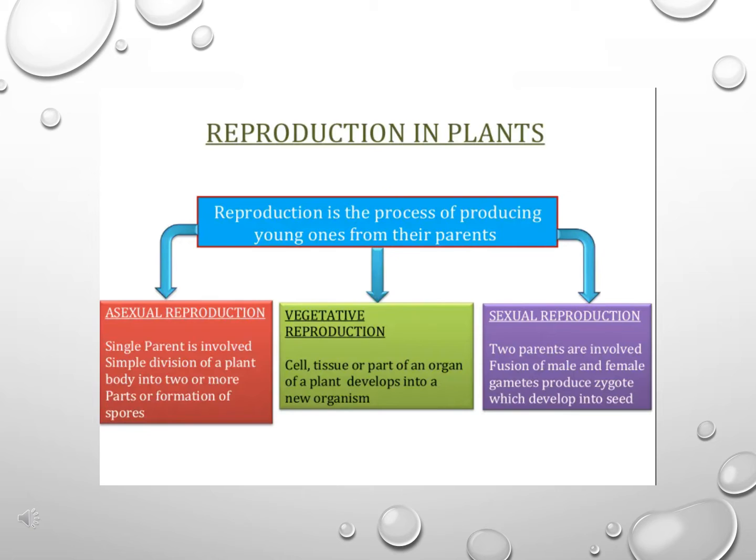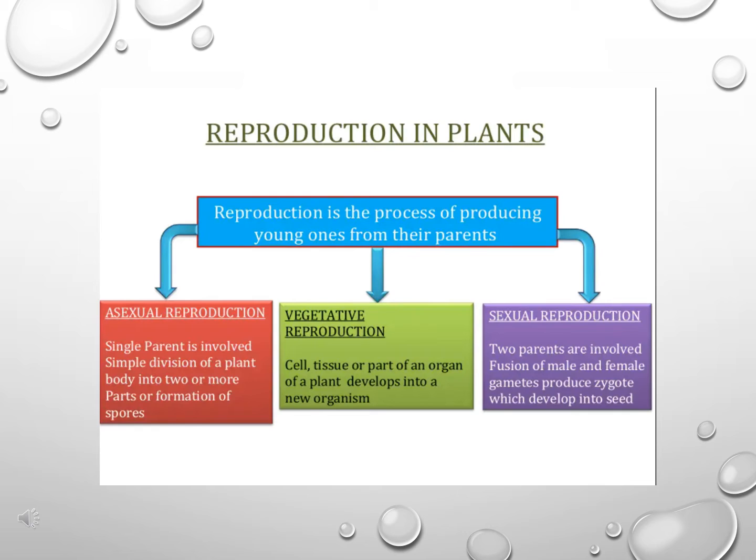So three methods are involved in reproduction in plants. Number one is asexual reproduction, number two vegetative reproduction, and number three sexual reproduction. In asexual reproduction, the new plants develop without the help of seeds. As a result, the offspring will be exact copies of the parent. In vegetative reproduction, the new plants are produced from the vegetative part of the plant. So what are the vegetative parts? They are roots, stems and leaves.